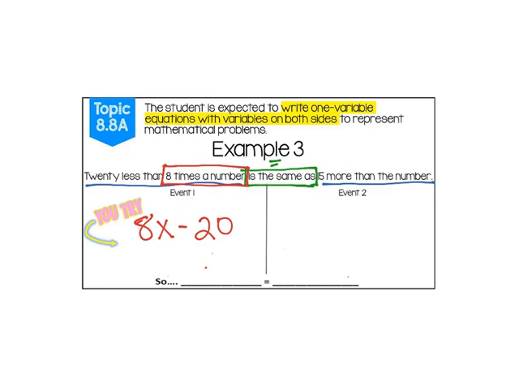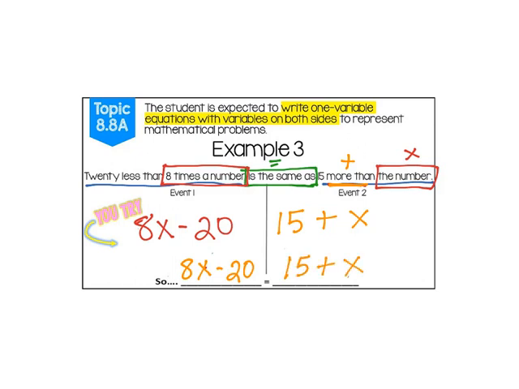Is the same as, if we look on the right side, 15 more than the number. Okay, well, again, the number, we don't know. That's our variable. But we do know 15 more than, hopefully you thought of the operation addition. And so this one should have been 15 plus x. And then we could set them equal to one another. 8x minus 20 is equal to 15 plus x. All right, hopefully you got that correct.